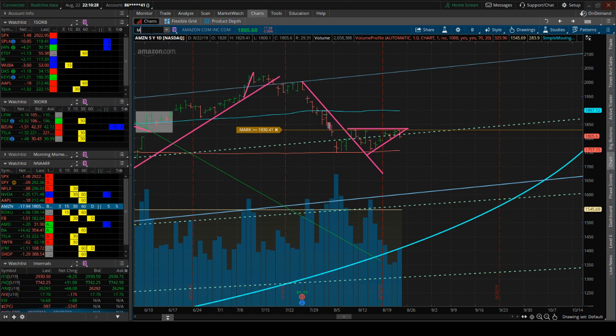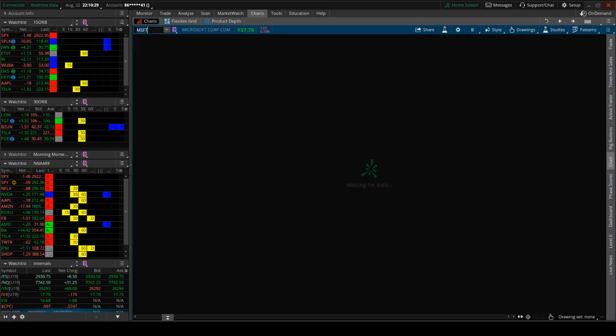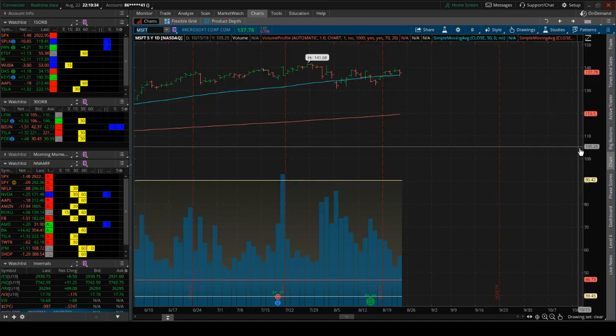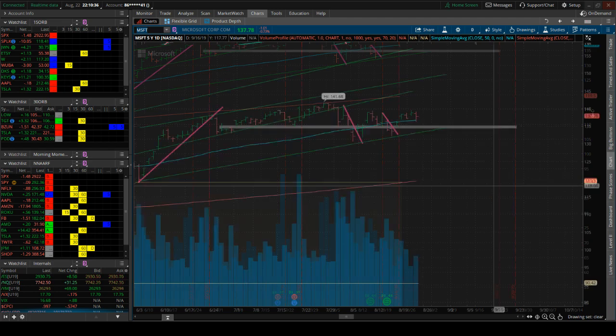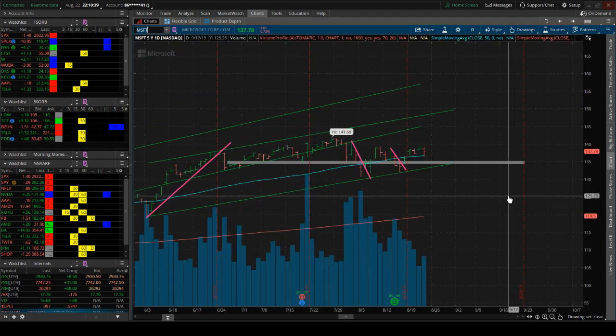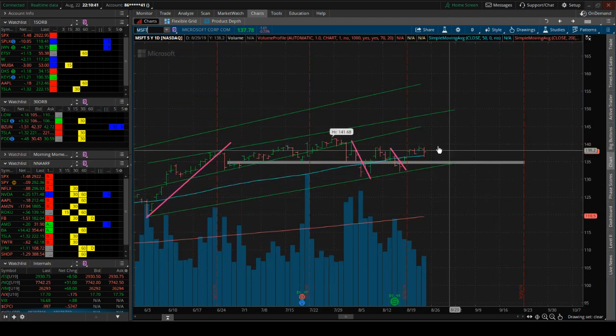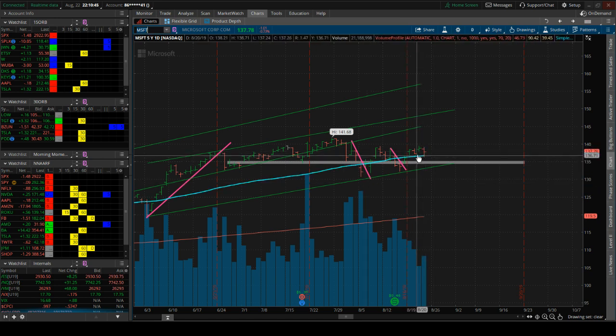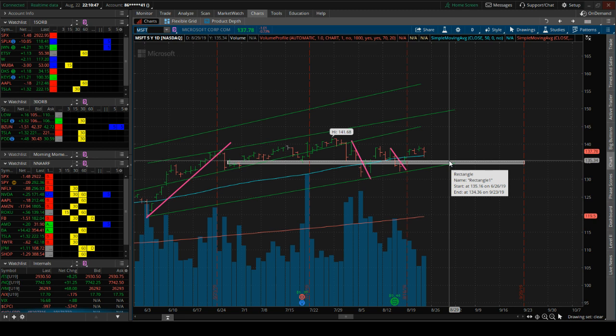Okay, and then Microsoft. All right, Microsoft, guys. This might be a good one for a YOLO for tomorrow. I'm just kidding, but you know what I mean. It held the 50-day moving average, kind of came back up, so it might give some bullish signals tomorrow. So we'll have to keep an eye on it.